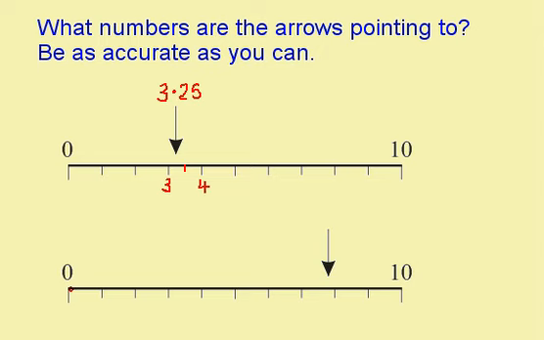Press pause and have a go at the second question. When you're ready for the answer, press play. For this question, you would get the mark for any of the following answers: 7.7, 7.75, or 7.8.